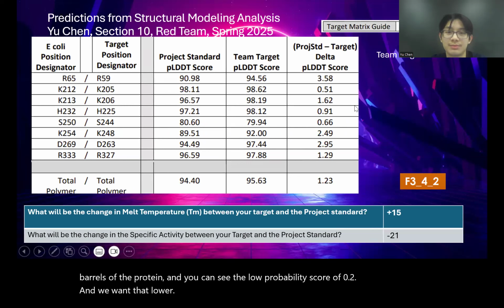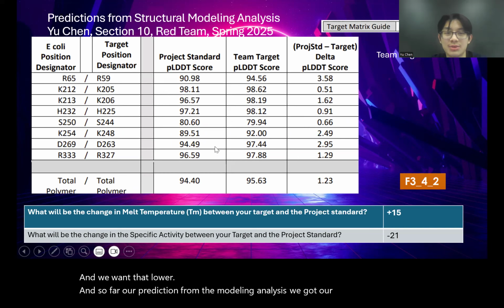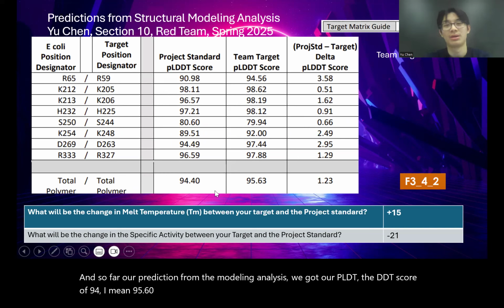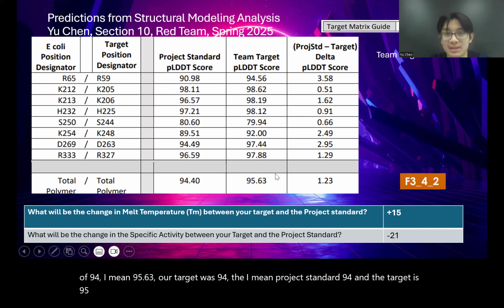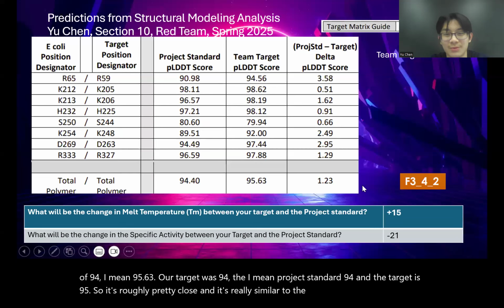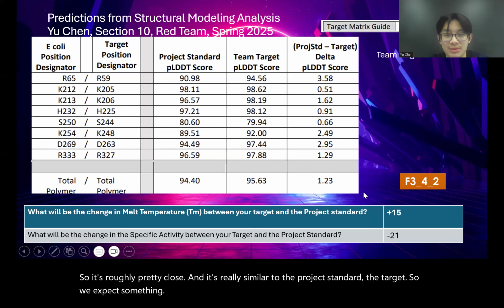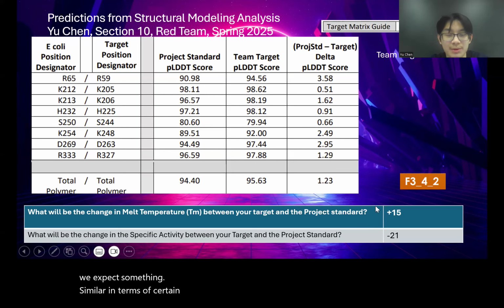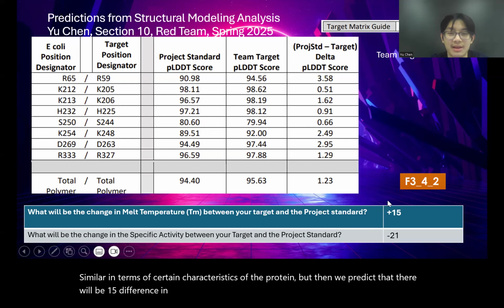And so for our prediction from the modeling analysis, we got our pLDDT score of 95.63. The project standard is 94 and the target is 95. So it's roughly pretty close, and it's really similar to the project standard. So we expect something similar in terms of certain characteristics of the protein, but then we predict that there'll be a 15 difference in TM and a negative 21 difference in specific activity.